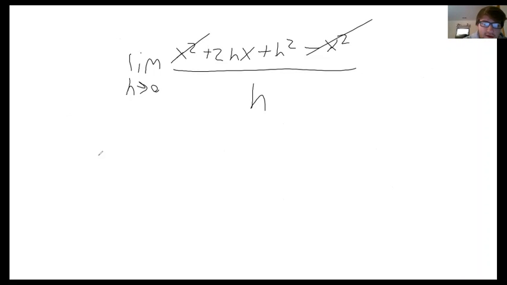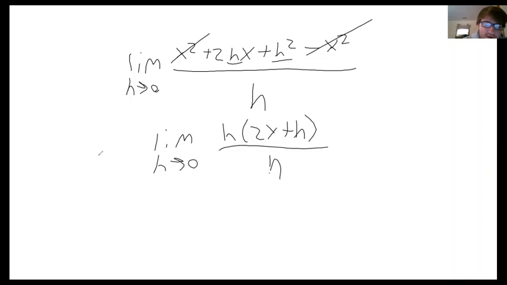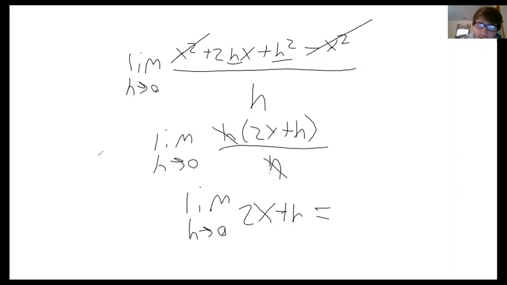And we can also pull out this h here. So rewriting, we have h times 2x plus h over h. And now our h's cancel here, and we're left with the limit as h approaches 0 of 2x plus h. And now, since plugging in 0 isn't going to cause a 0 in the denominator, we're free to plug that in. So our limit is h approaches 0. So plug in 0 for h. And we're just going to be left with 2x, right?